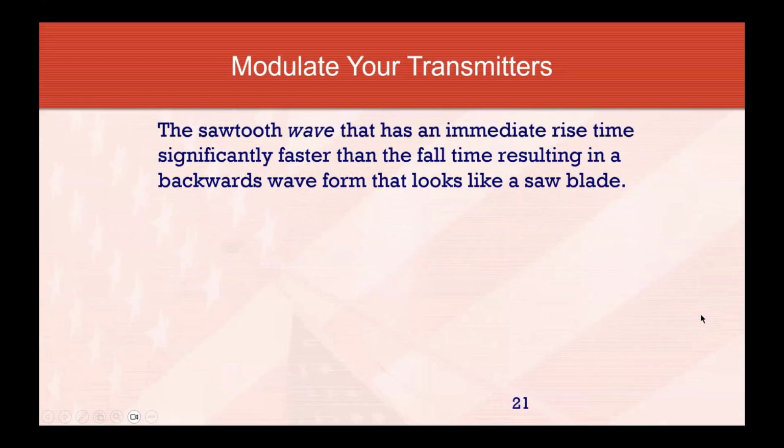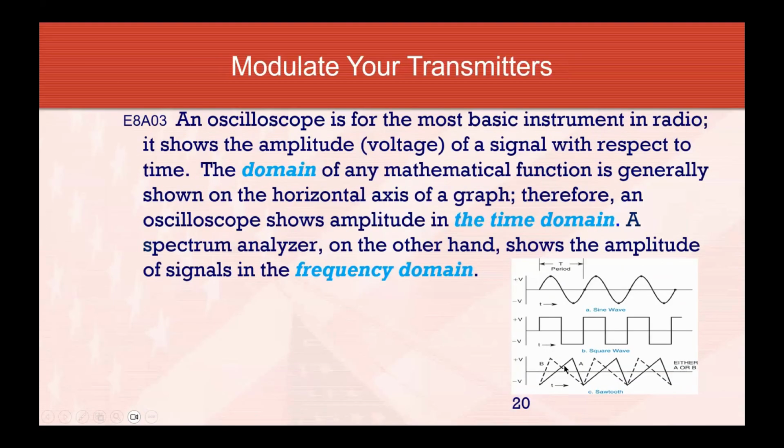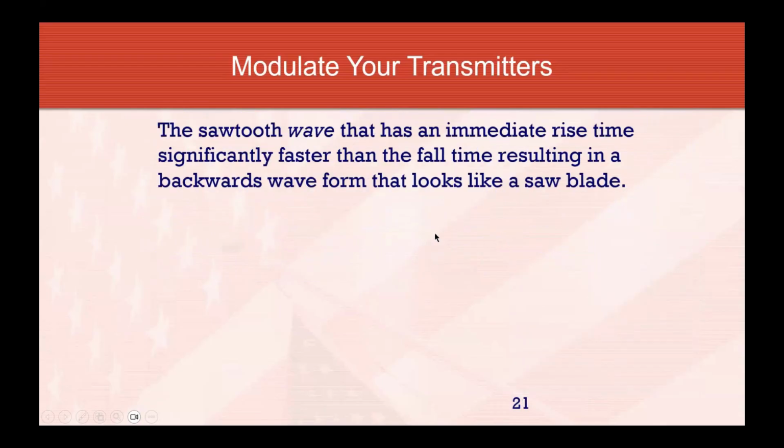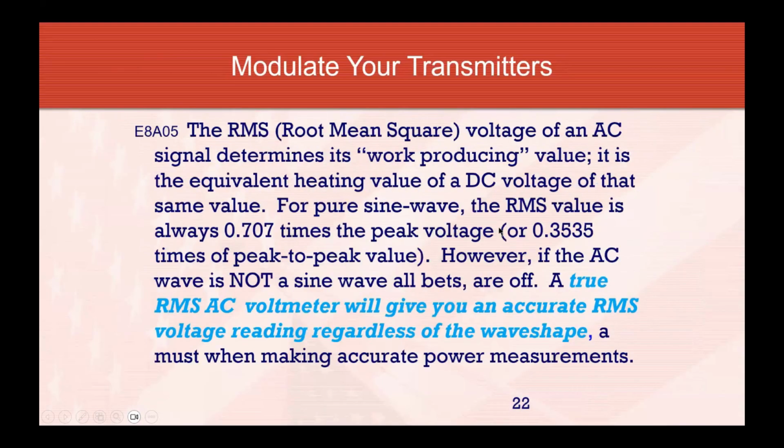Sawtooth wave has an immediate rise time significantly faster than the fall time, resulting in a backwards waveform that looks like a saw blade. Okay, I have to go back to that previous picture to understand. That's almost double talk, isn't it? If you look at waveform B, it's a very fast rise time and a slower fall time. That is not your typical sawtooth. The typical sawtooth is the A1, where it rises slowly and falls fast. But then this one is trying to say that, but it's not saying it very well.